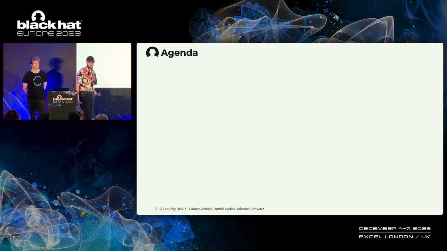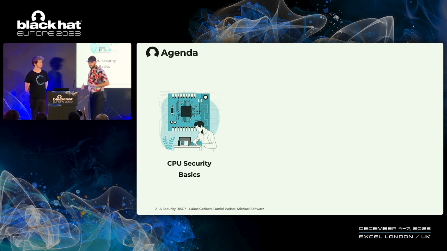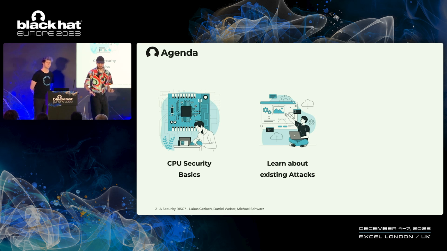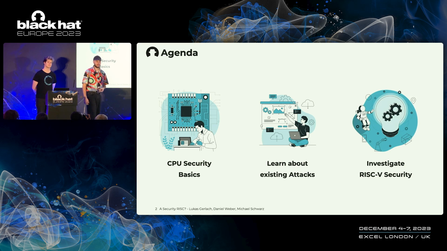So how are we going to go through this talk? Well, first of all, we're going to recap CPU security basics, and we're going to learn what the state of the art in CPU security research in recent years was. And then we're going to learn about existing attacks. So we're going to see which attacks were possible in the past, and then we're going to transition with all of this knowledge to investigating CPU security on RISC-V CPUs.